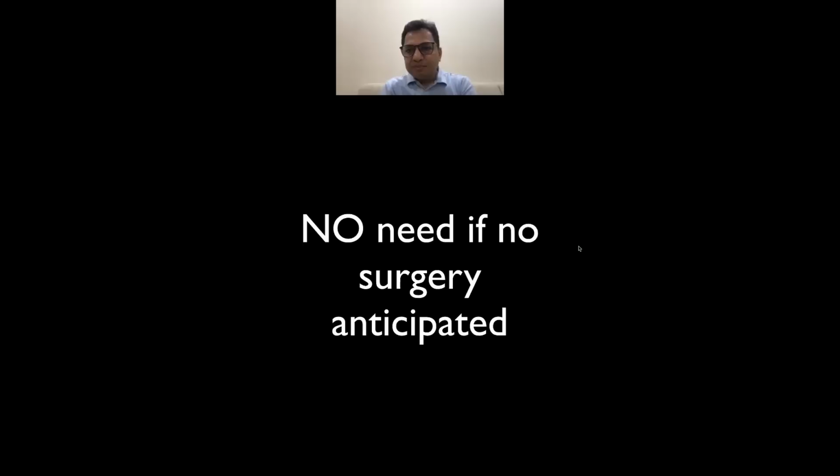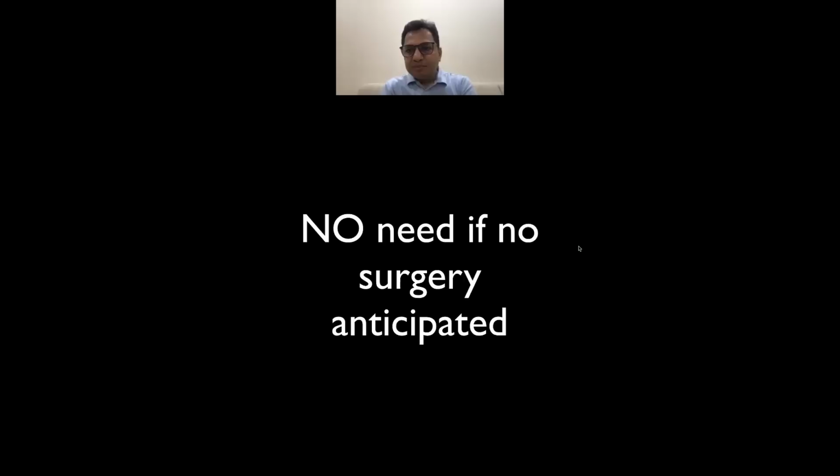So you do not need to do this whole exercise. First of all, you do not need to do this exercise if there's no surgery anticipated. So every time you need to perform surgery on a patient of sleep apnea, you need to assess where is the problem. That means if you're going to only do the nose, then obviously you need not assess the throat.